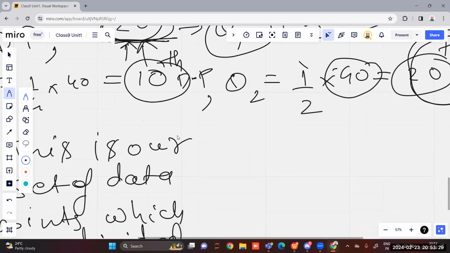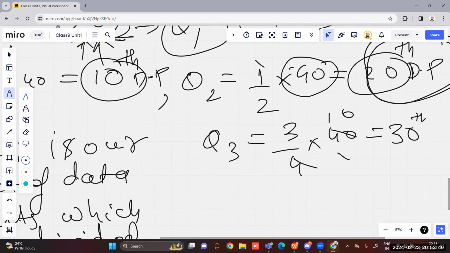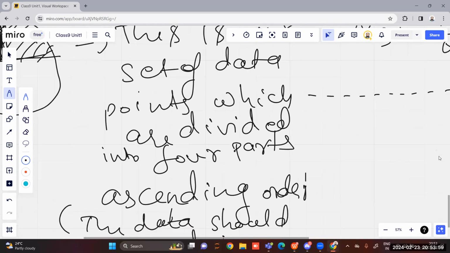Okay. And Q3, what do we do in Q3? So it is 3 by 4th, 3 fourths of 40. So I think it will be 30 data points. Correct? Yes or no? Yeah. So suppose on the 30th position there is a number sitting, 100. So this 100, Q3 will become 100. Understood? Okay, this was all about the theory side.